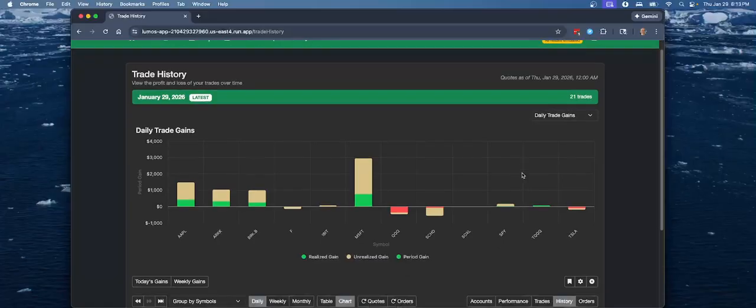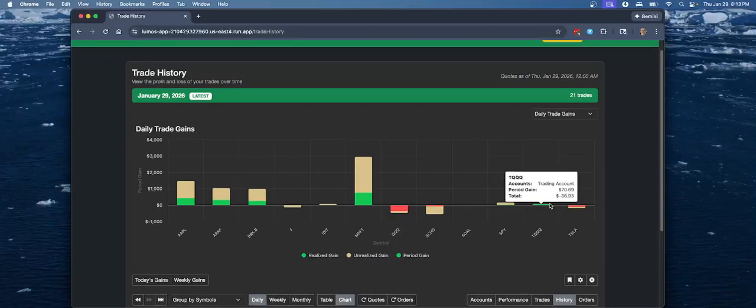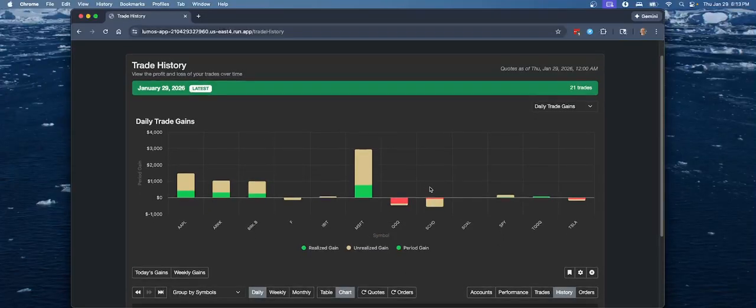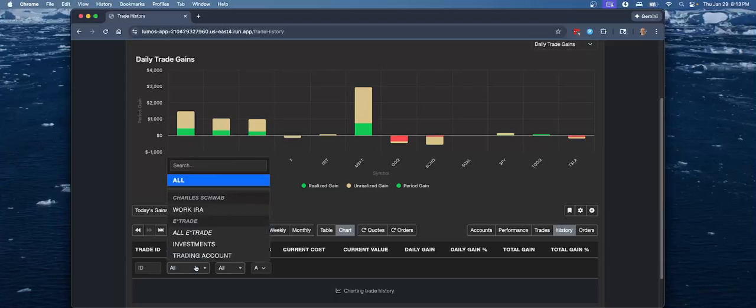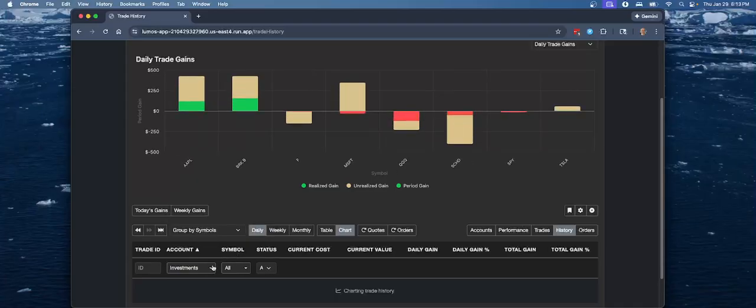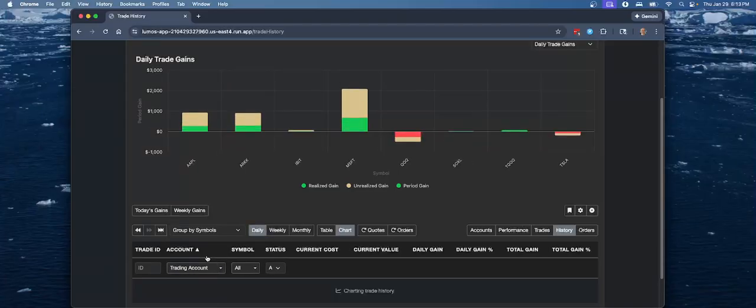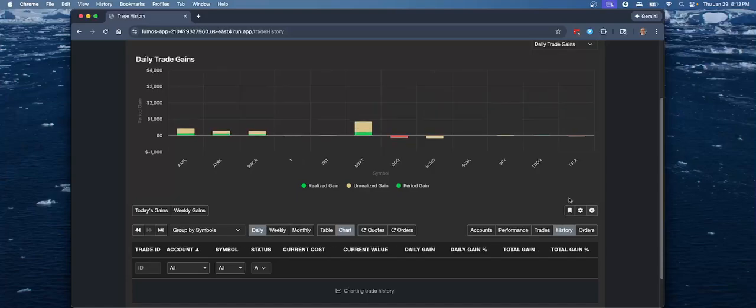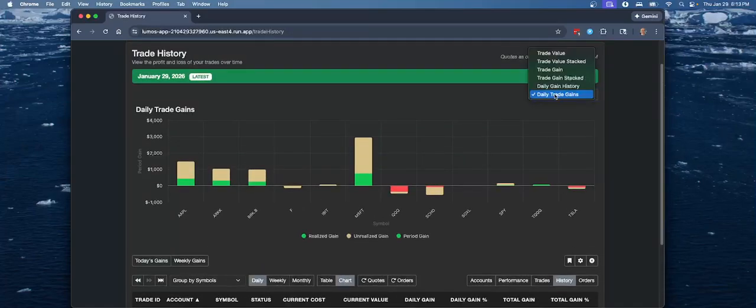There we go. You can see the different stocks in there and how they've done. And all these filters continue to work, right? So if you want to just look at a specific account, you can do that as well. Okay. So all the views, yes.